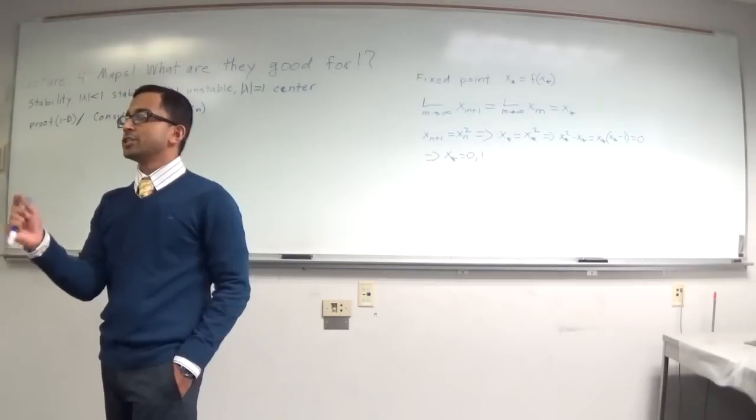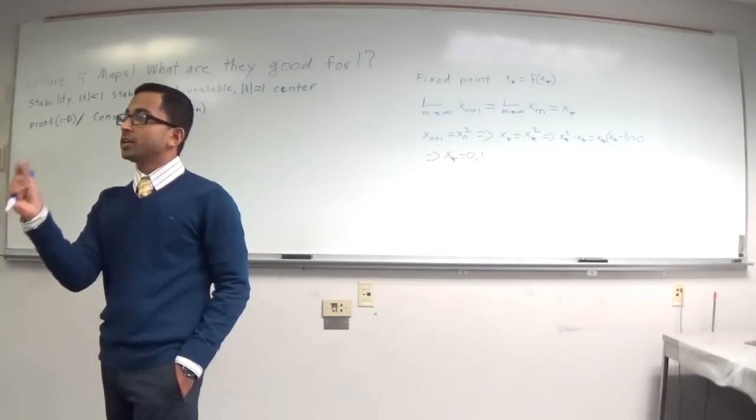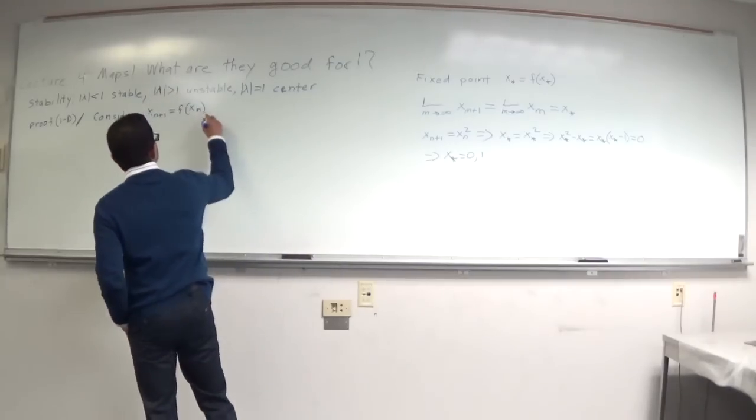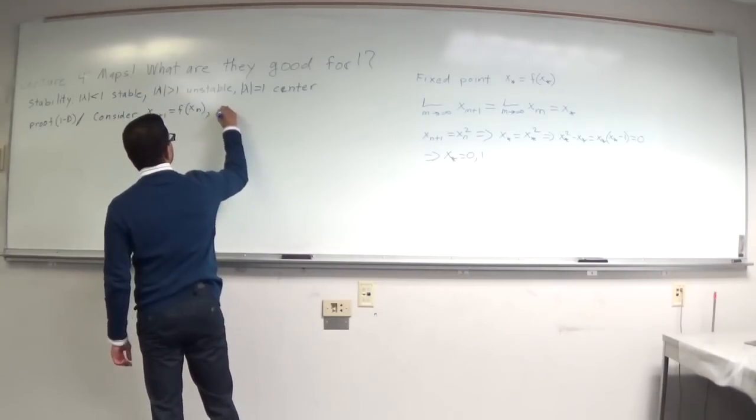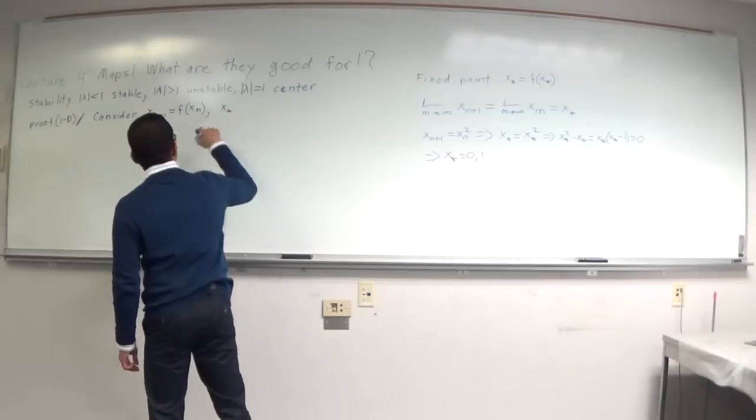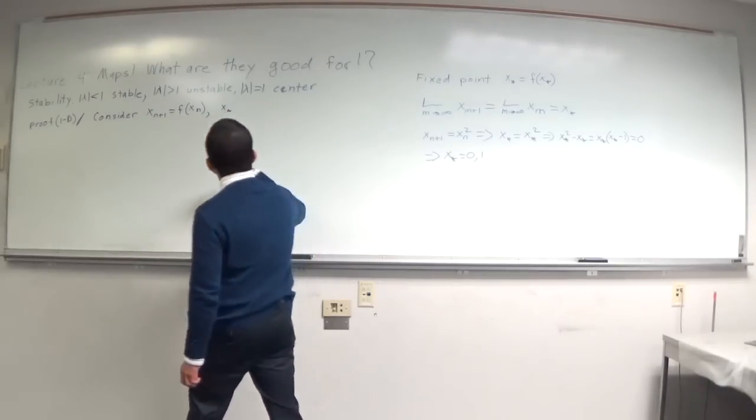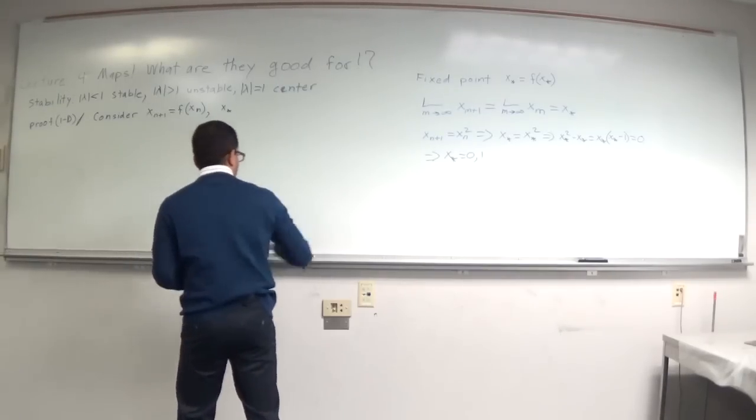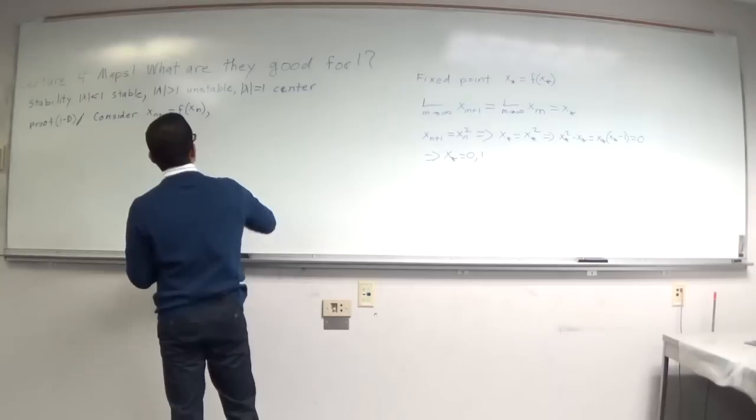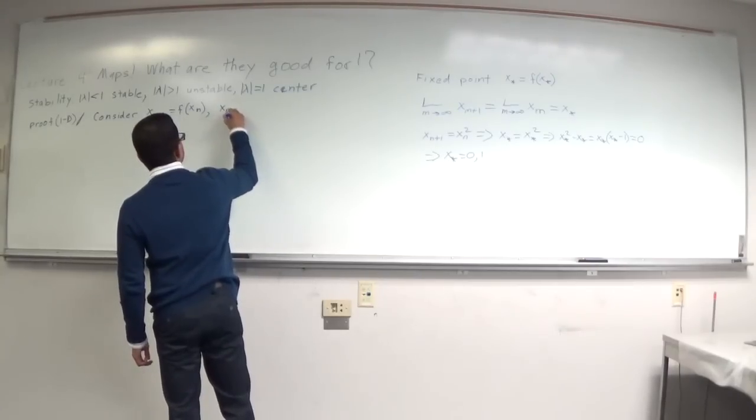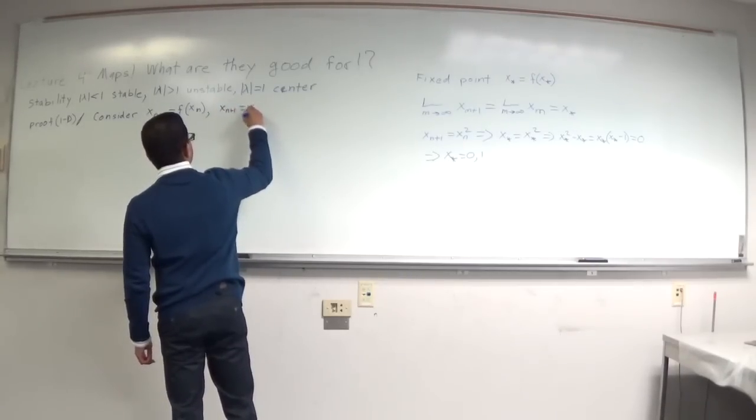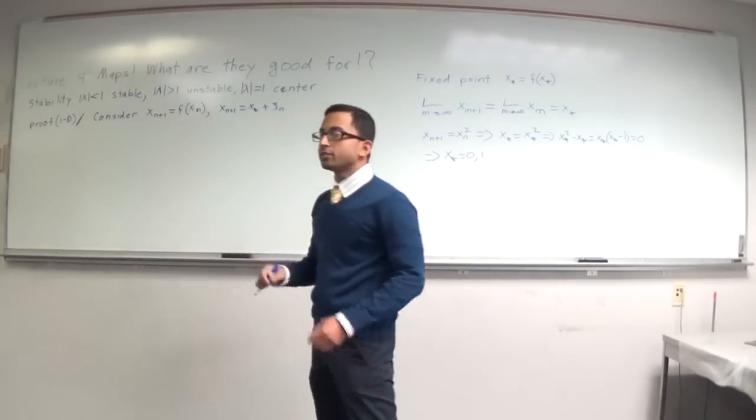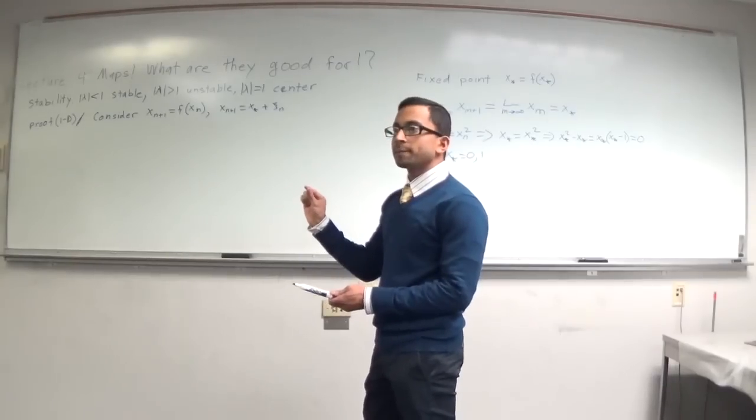So we want to make a perturbation near our fixed point, right? So we consider x star to be the fixed point, but let's think of it like this. Let's consider a perturbation near the fixed point: x_{n+1} equals x star plus, say, c_n. So we're going to think of a small perturbation near the fixed point.